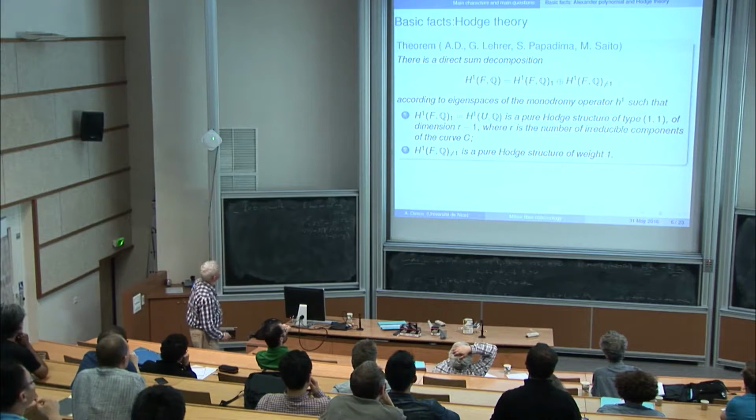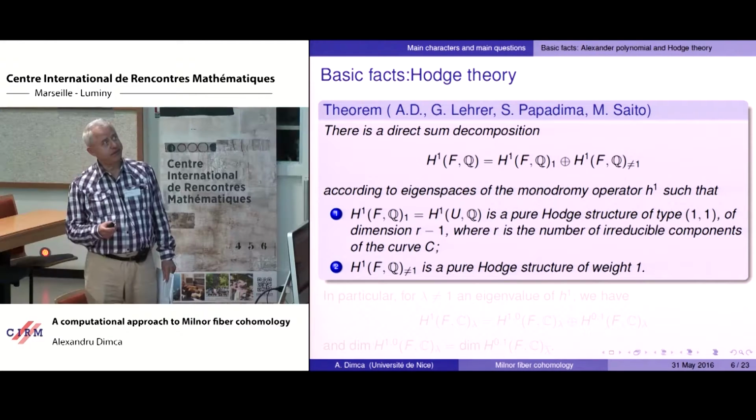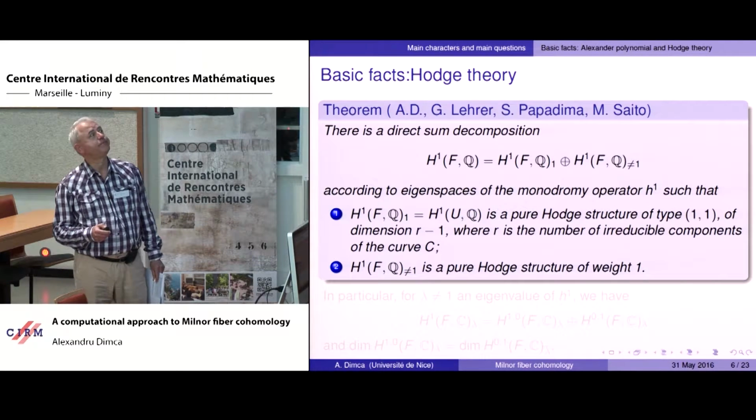So there are some interesting relations between our question and Hodge theory. H^1(F), according to Deligne, has a natural mixed Hodge structure. And this mixed Hodge structure admits a direct sum decomposition, where the first term is a fixed space under the monodromy, or the eigenspace corresponding to the eigenvalue 1. And here I put the direct sum of the eigenspaces coming from eigenvalues different from 1.